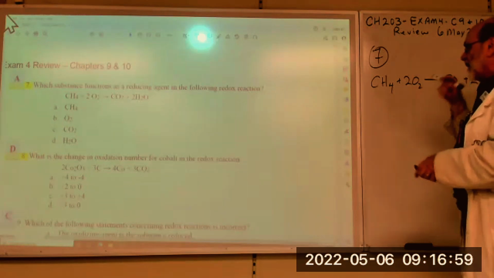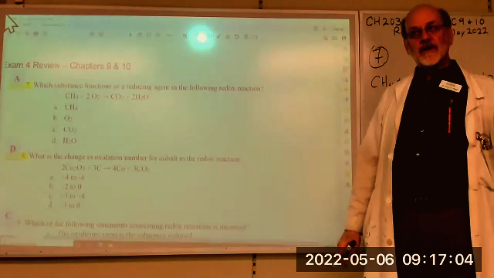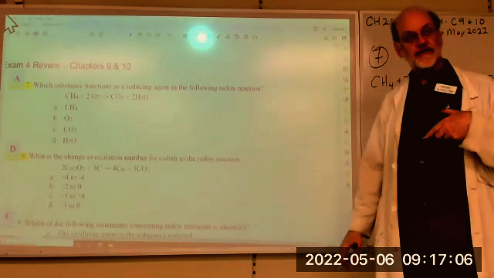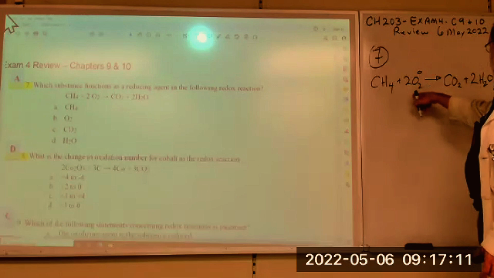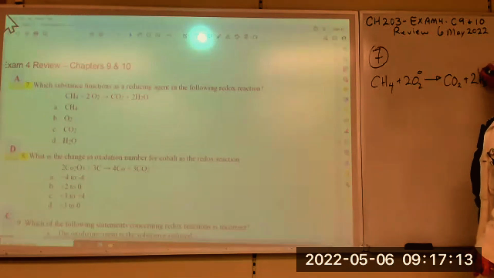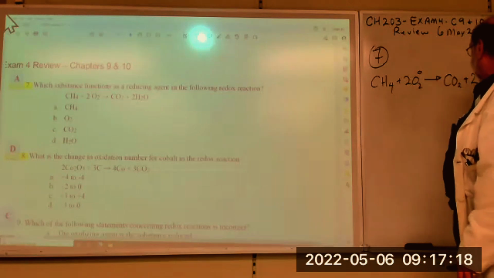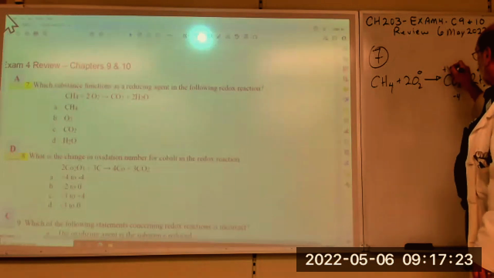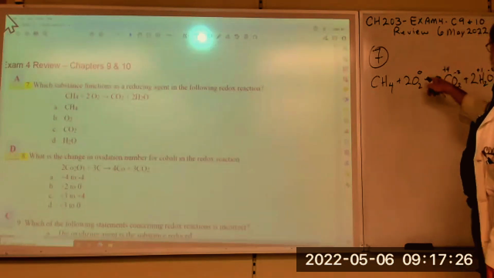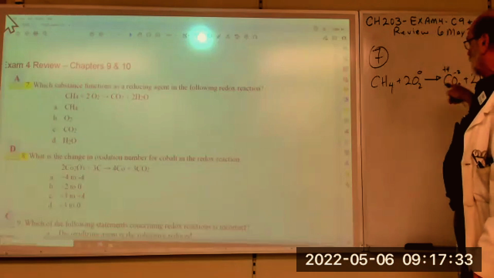Just barely. Okay, so the reducing agent is the party that's oxidized. We have to find out which one was oxidized. Right? That one's a 0. This one's -2 plus 1. So oxygen is reduced. This one's a -2. This one is +4. Okay. So if oxygen is reduced, then it's not the reducing agent.